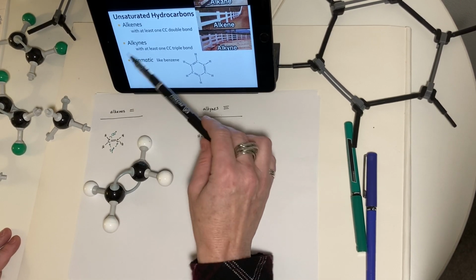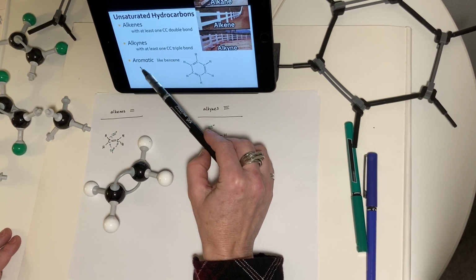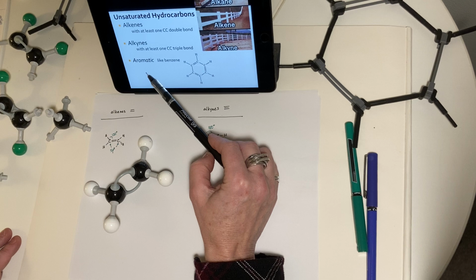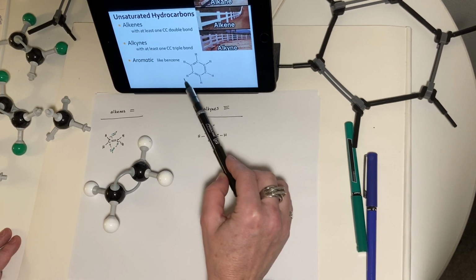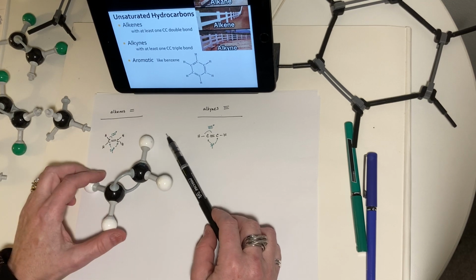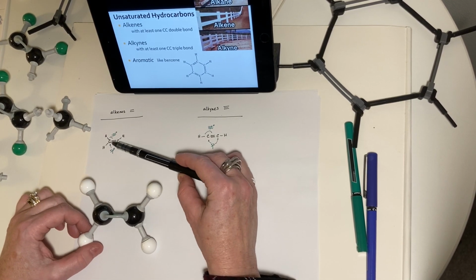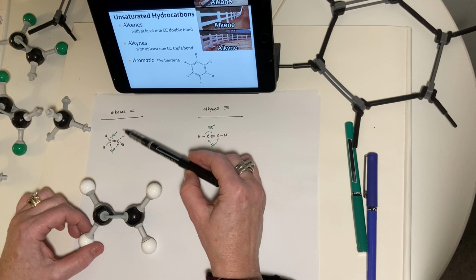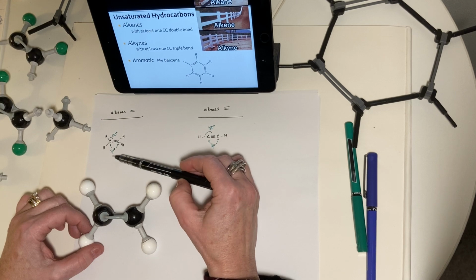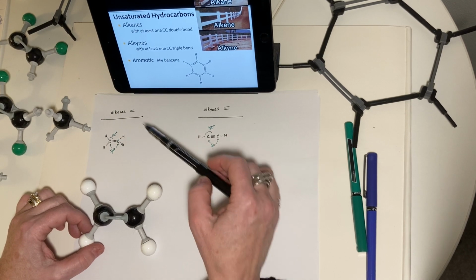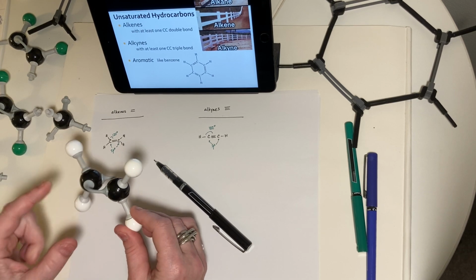Now, there's another class of hydrocarbon that's unsaturated, and that's the aromatic. So let's talk about alkenes, alkynes, and aromatic, like this ring structure here. For alkenes, the simplest alkene would be a 2-carbon chain. And you know that if a carbon has a double bond and 2 singles, it's sp2 hybridized with a 120-degree bond angle. So here's a model of an alkene that's 2 carbons.